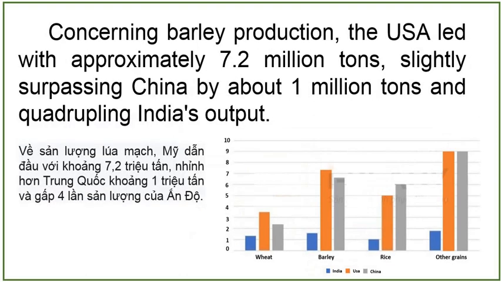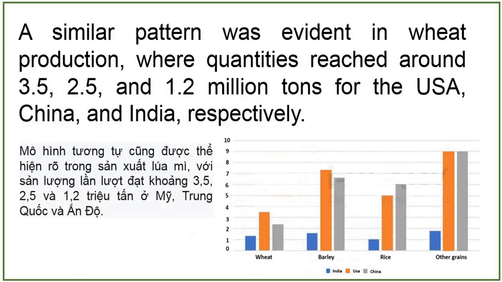Concerning barley production, the USA led with approximately 7.2 million tons, slightly surpassing China by about 1 million tons and quadrupling India's output. A similar pattern was evident in wheat production, where quantities reached around 3.5, 2.5, and 1.2 million tons for the USA, China, and India, respectively.